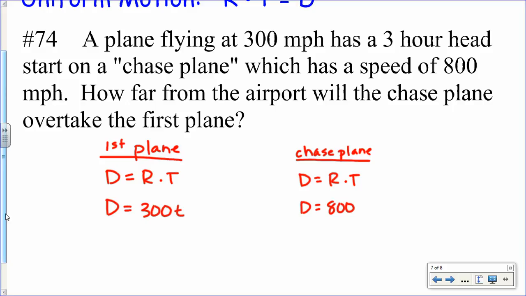Okay, so if I say that the first plane has been flying for 8 hours, how many hours has the chase plane been flying? 5, because this one got a 3-hour head start. So how did you get 5? You did 8 minus 3. So if this is T, then this time would be T minus 3.